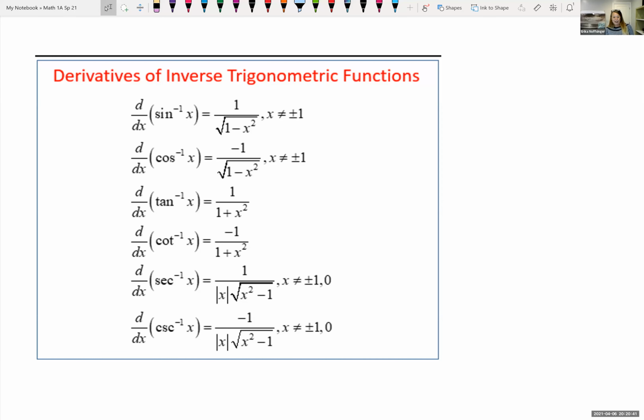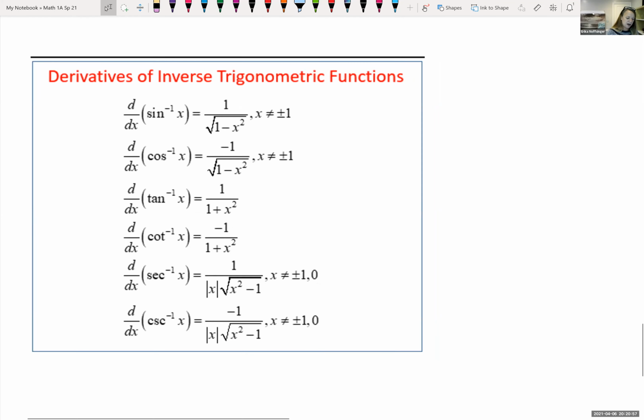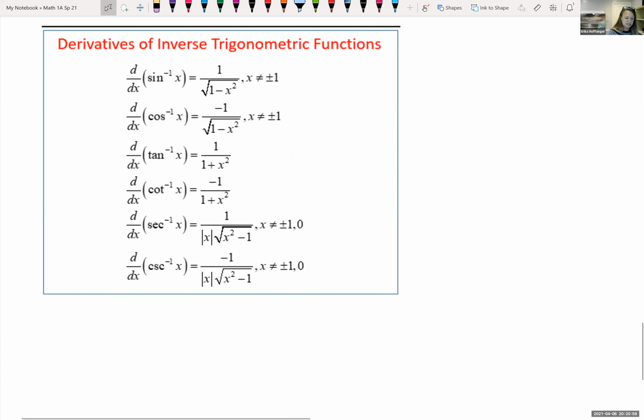Now we're going to look at finding the derivative of inverse trigonometric functions. So in front of you are the formulas, but we're going to derive some of these. And so we're doing this a little differently than what your textbook does to derive these. I'm going to use implicit differentiation. And so let's just start with the first one.